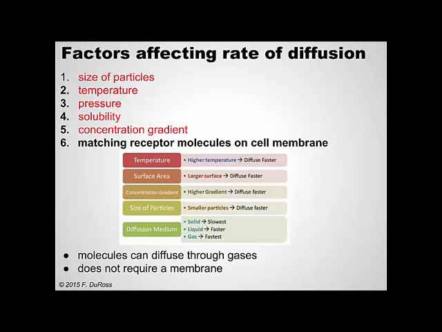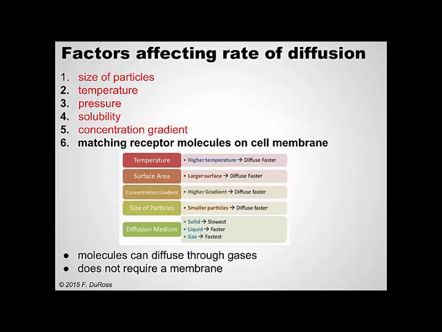How much of a substance will dissolve in a solvent is solubility. There are also times when a molecule, even though there are differences in concentration between outside of the cell and inside, still cannot move. It cannot get through that cell membrane. Oftentimes there are certain proteins in the cell membrane that allow those molecules through. So it has to do with matching receptor molecules that can allow some of these molecules to diffuse into the cell.